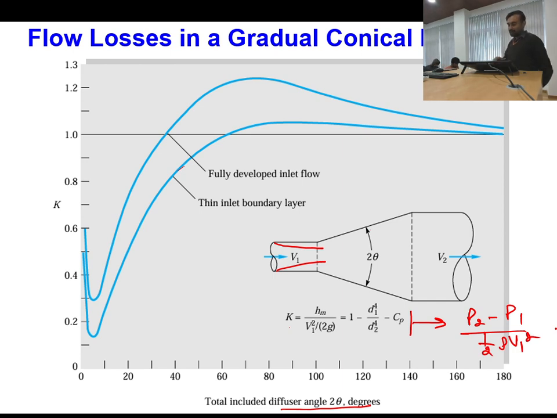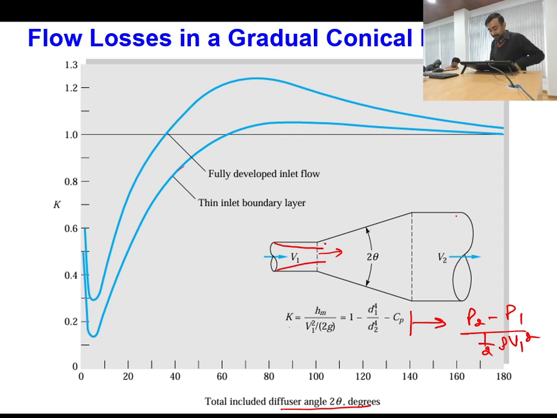So these two curves can be given by this relation, where K is the loss coefficient, given as 1 minus D1^4 by D2^4 for the gradual expansions and contractions, minus Cp, where Cp is nothing but pressure at section 2 minus pressure at section 1 divided by half rho V1 square. Typically you have to take care of this. When you have a diffuser section, what will be happening? Here in this portion, there will be decrease in kinetic energy and recovery in the pressure.